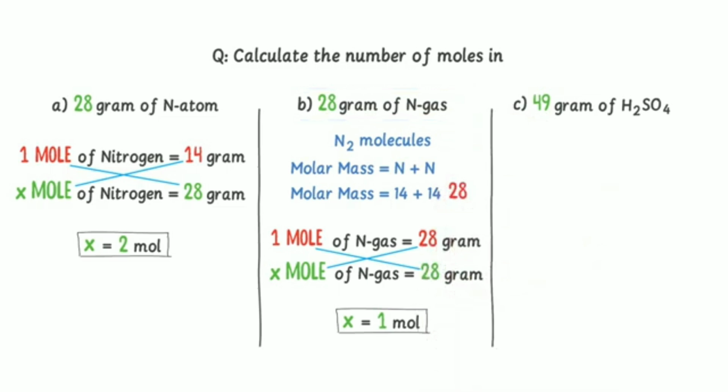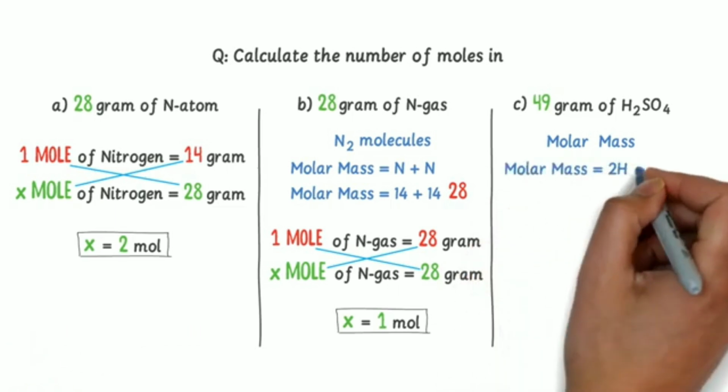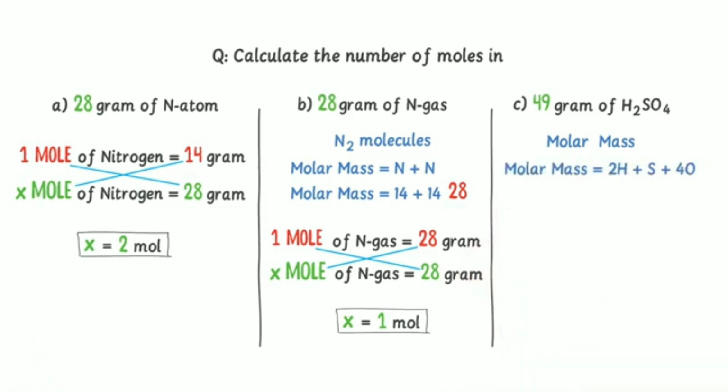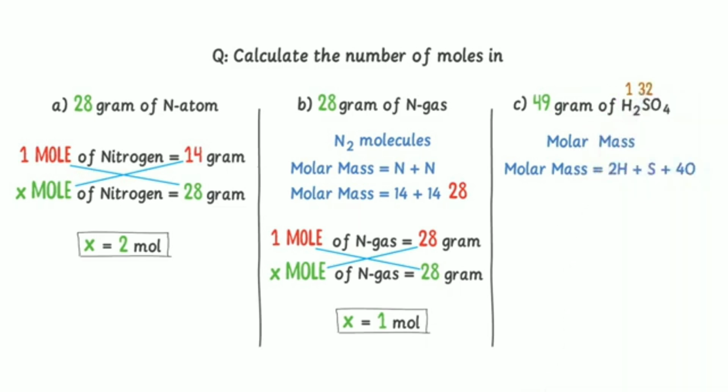Thirdly, in the case of 49 gram of H2SO4, first of all, I need to find the molar mass of H2SO4. I write 2H plus S plus 4O because there are 2 atoms of hydrogen, 1 atom of sulfur and 4 atoms of oxygen present in H2SO4. The atomic mass of hydrogen is 1, that of sulfur is 32 and that of oxygen is 16. I get 2 into 1 plus 32 plus 4 into 16 or I get 98 grams. So the molar mass of H2SO4 is 98 grams.